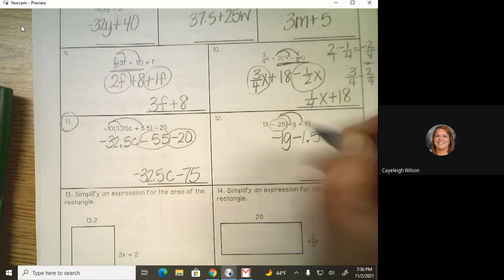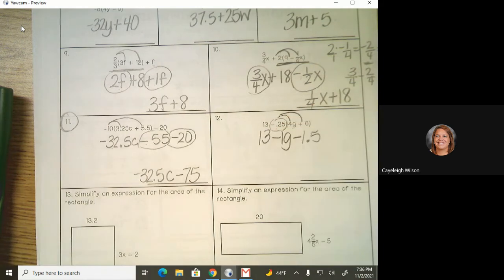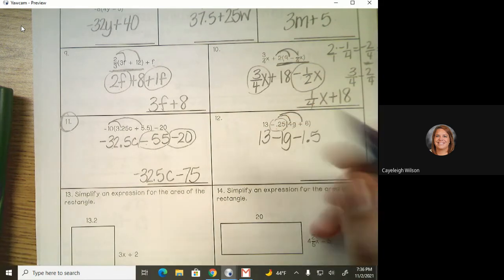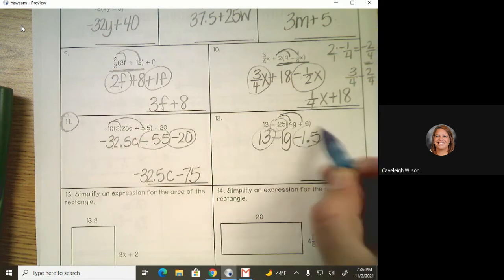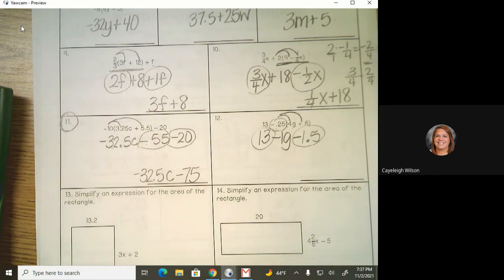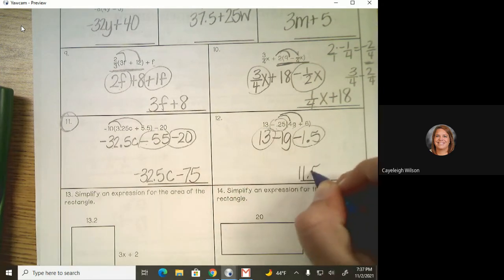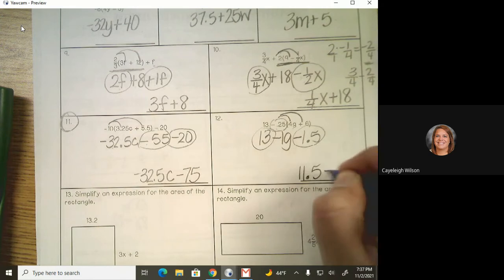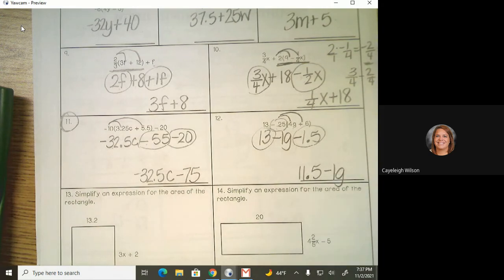I'm going to drop down that 13. And the only things that I have that are like terms are both of these constants, both of these numbers. So 13 minus 1.5, that's 11.5. And then I still have that minus 1g. And you can just put minus g there. You don't have to put the 1 because that's just understood.